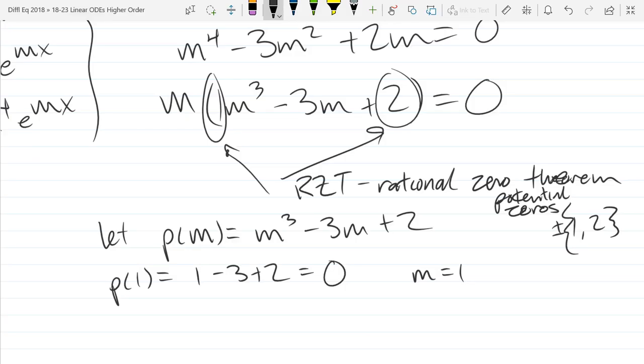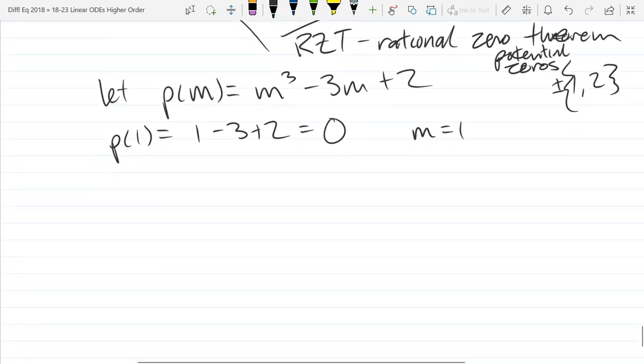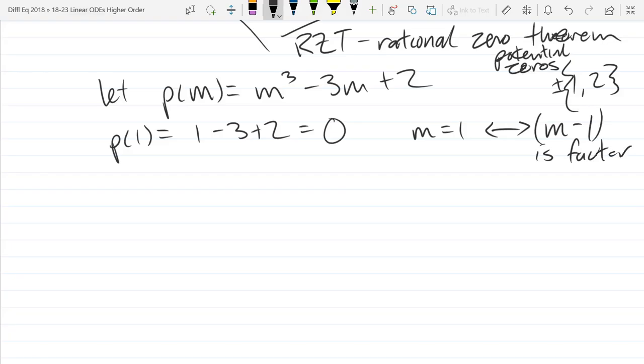So m is 1. Now what we're going to do is take that and turn it into a factor. So this is the correspondence theorem you also did not forget from pre-calculus 1 class. So m equals 1 means m minus 1 is a factor. So every zero of a polynomial corresponds to a factor. So now all we're going to do is divide.